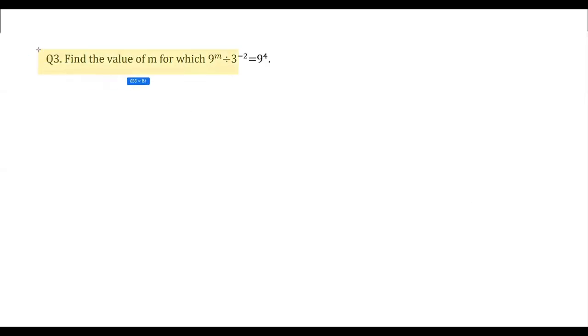In the next question, we have to find the value of m here, for which this exponential relation is given between numbers along with the power as x. Now for that, I'm going to use the laws of exponent. The first law I'm going to apply is what we know, that a raised to the power m divided by a raised to the power n is a raised to the power m minus n. That means when we have the same bases divided, then the powers are subtracted. This is what I'm going to apply here.